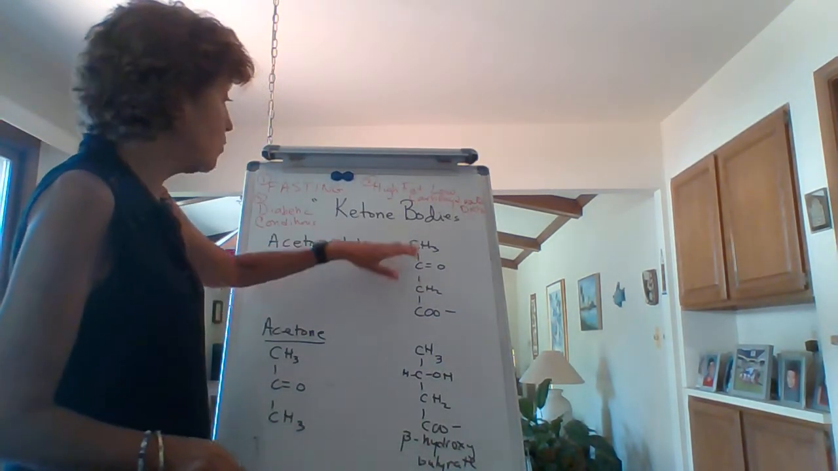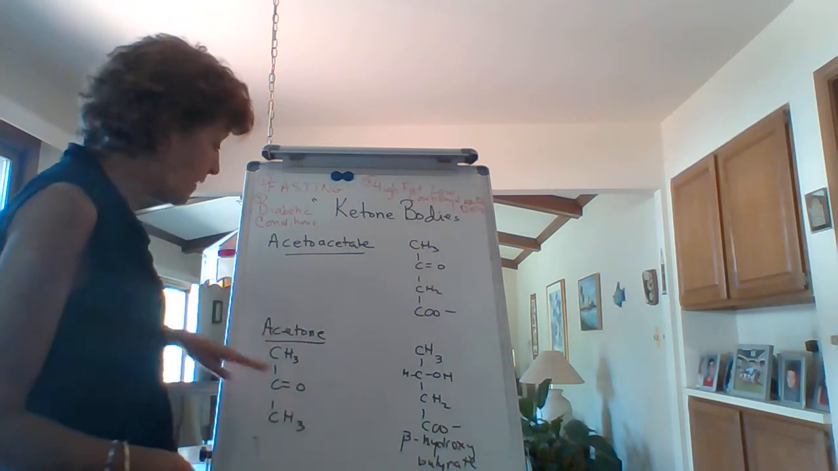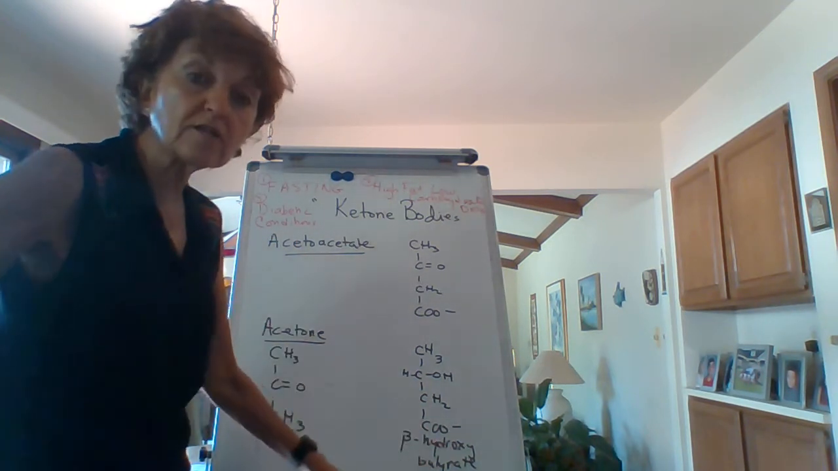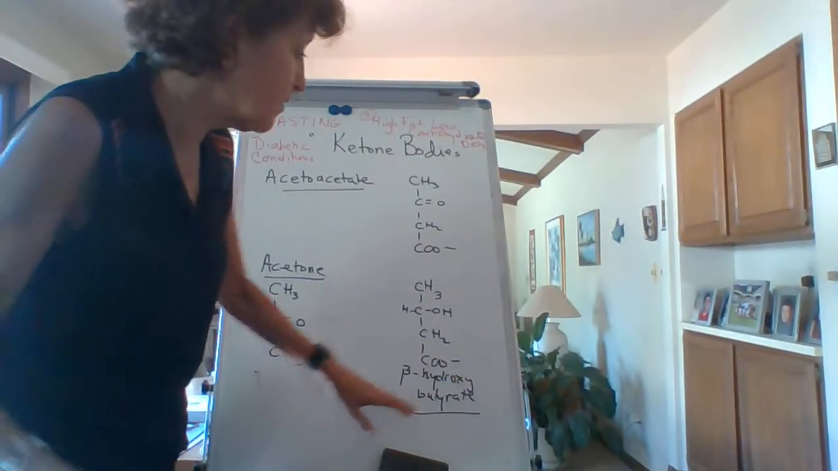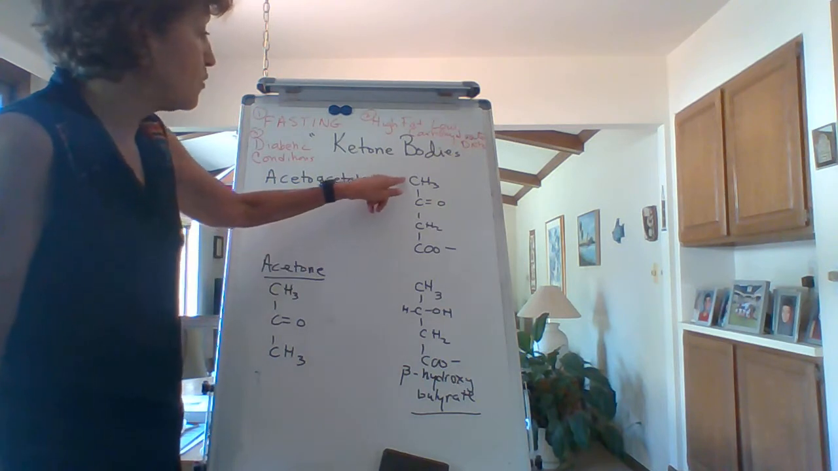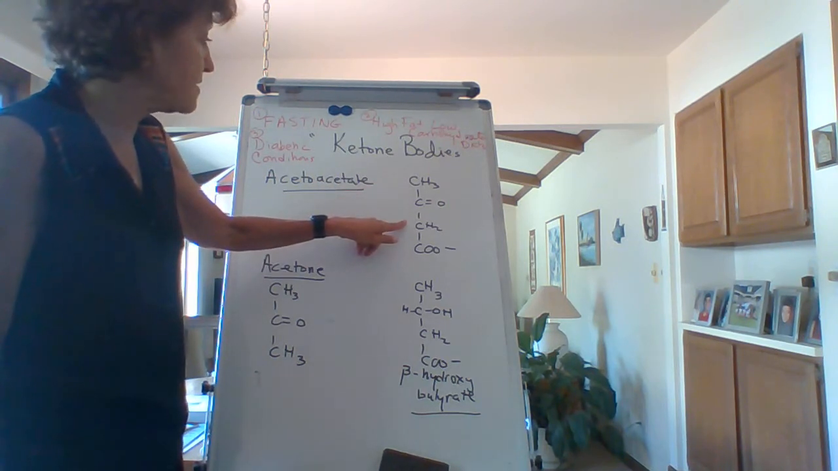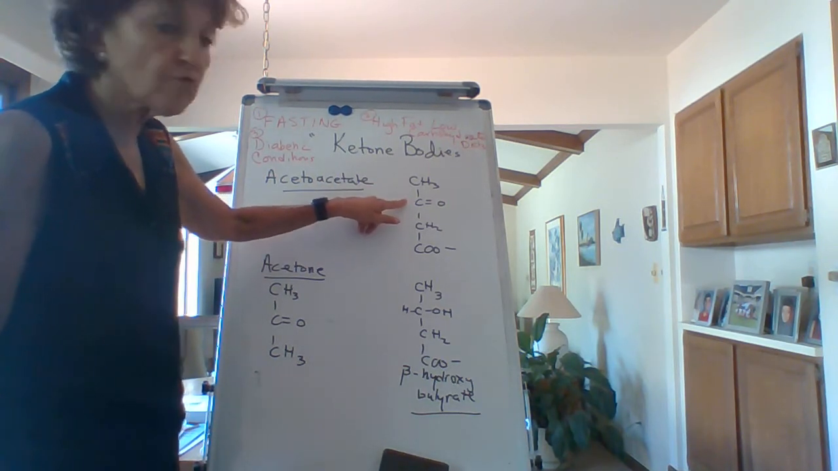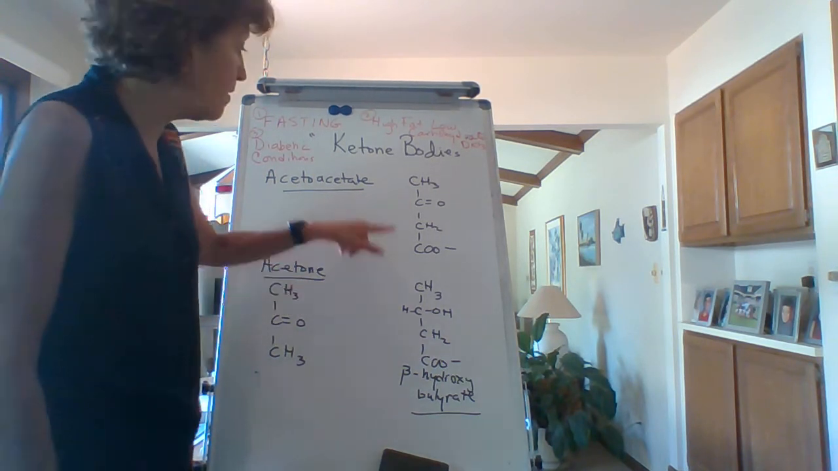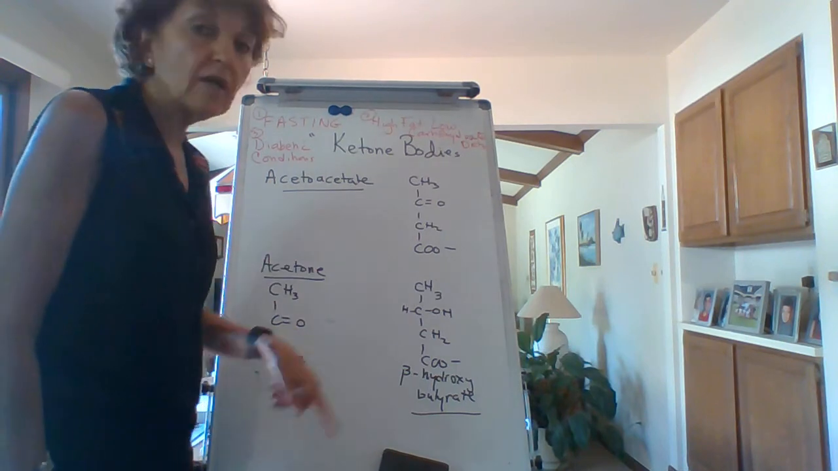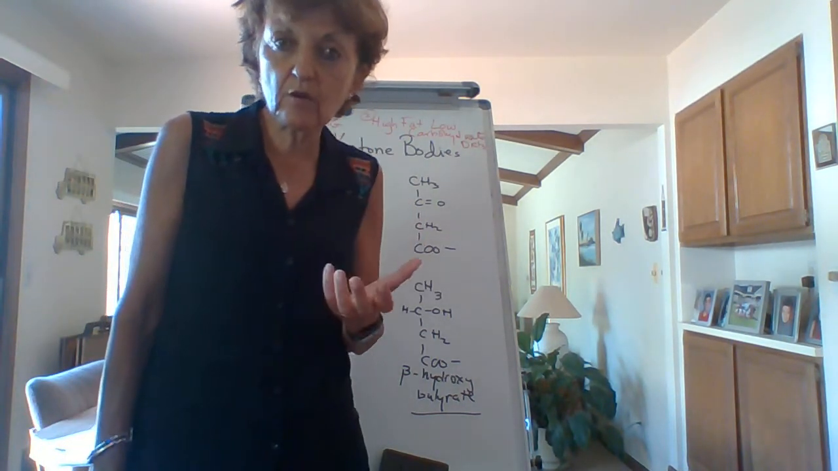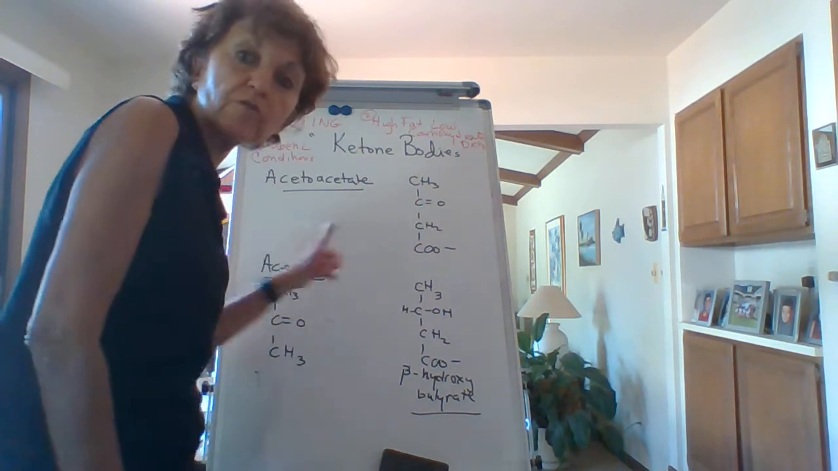Acetoacetate is one ketone body. Acetone is another ketone body. And beta hydroxybutyrate is another ketone body. Now, this one doesn't have a ketone group in it. It originated as acetoacetate, and then this got reduced. Remember, a ketone can be reduced and produce a secondary alcohol. But these are the three ketone bodies. So when you're in the clinical fields and you're talking about ketone bodies, this is what we're talking about.